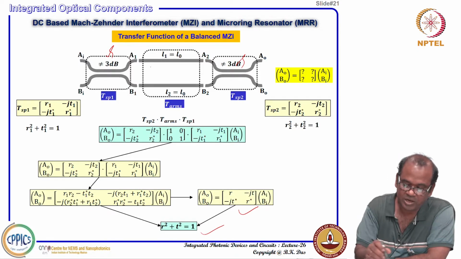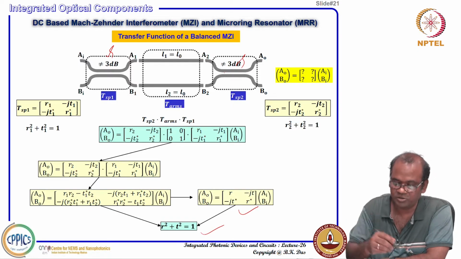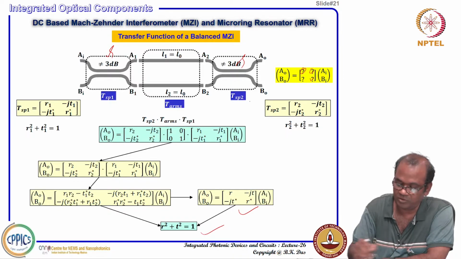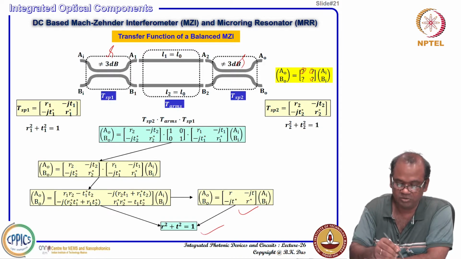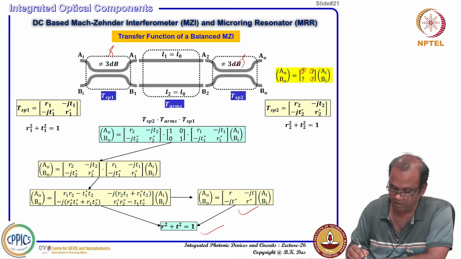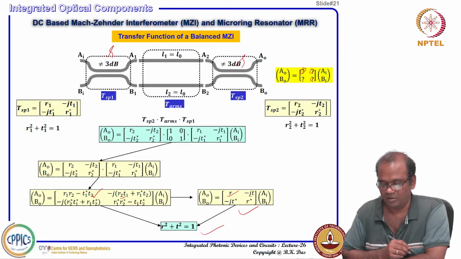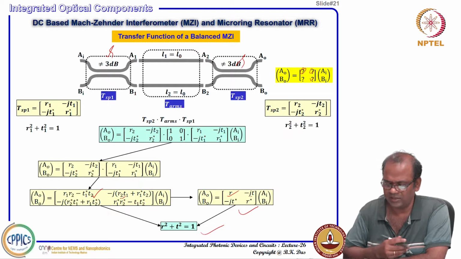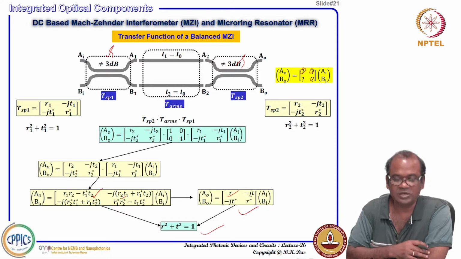So that means if we are not using a 3 dB power splitter, we also can find out a 2 by 2 matrix here, whatever the elements will be. If we know R1, T1, R2, T2, then we can find out what would be the value of these elements. We can get all the corresponding elements. So that is straightforward. As long as you know the transfer matrix, this is just simple multiplication.